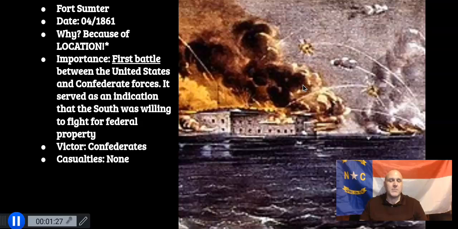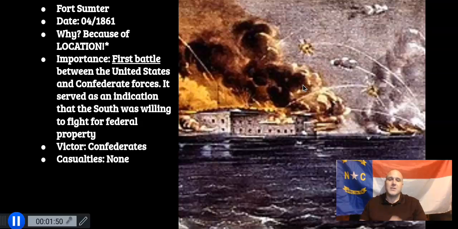When Lincoln is elected in 1860, he says he is going to protect federal property, armories, and forts in the southern part of the United States, that Confederacy that broke off. So now you have P.G.T. Beauregard. He's the general who leads the Confederate Army against the bombing of Fort Sumter.